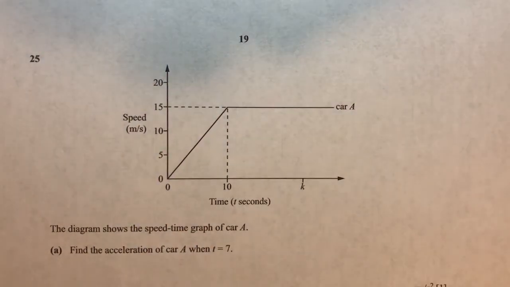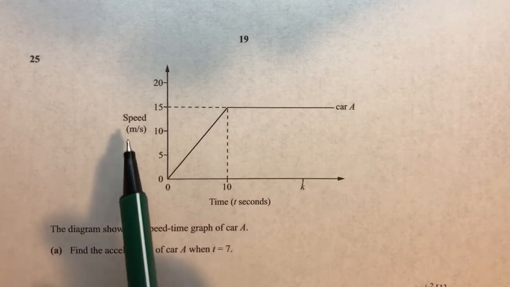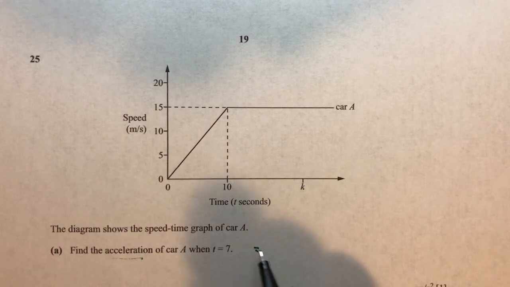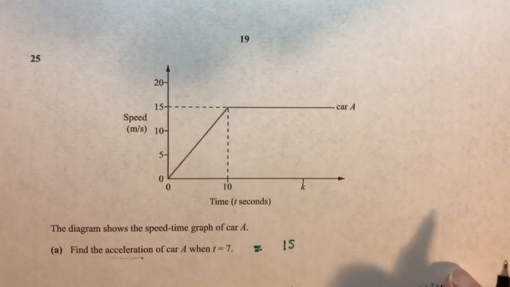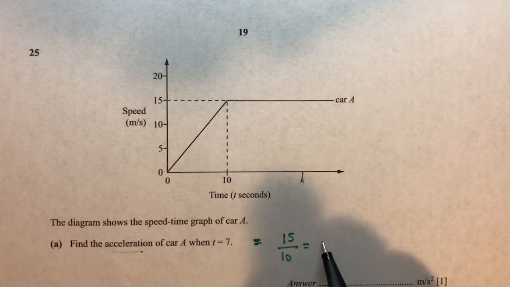Question number 25. The diagram shows the speed time graph of car A. Okay, so part A, find the acceleration of the car when t is equal to 7. So if we have a speed time graph, the acceleration is equal to the gradient. Gradient is equal to the height, which is 15, divided by the base, which is 10. So the answer will be 1.5.